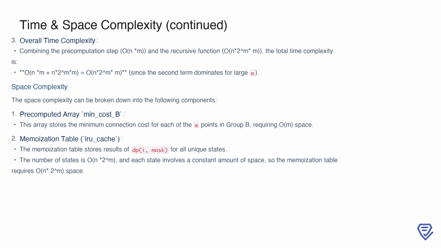Shifting to space complexity, the first contributor is the pre-computed array min_cost_B, which stores the minimum connection costs for each of the m points in Group B. This requires m space. The second contributor is the memoization table, which stores the results of dp(i, mask) for all unique states. With n*2^m states and constant space per state, the memoization table uses n*2^m space. These are the primary components of the space complexity so far.